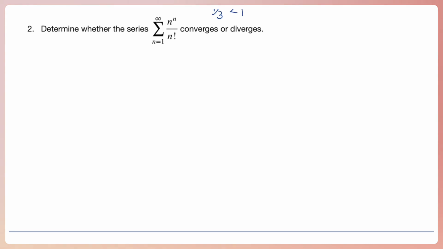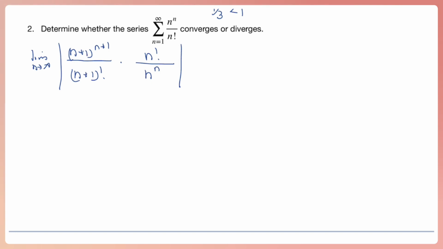Okay, for our second one here, we're going to do the limit as n goes to infinity of n to the n over n factorial. So we do our a sub n plus 1 term, so we replace every n with n plus 1. And we're going to divide by the a sub n term, which is the same as flipping and multiplying by our a sub n term. And then we need to do a little rewriting.